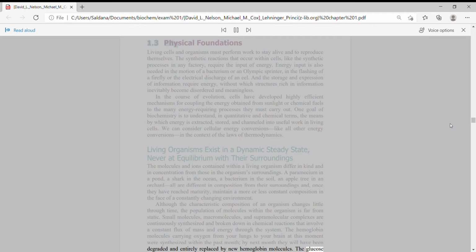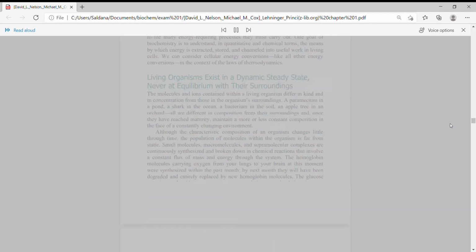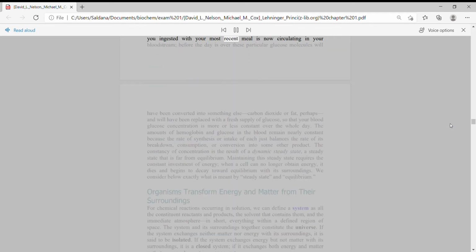The glucose you ingested with your most recent meal is now circulating in your bloodstream. Before the day is over, these particular glucose molecules will have been converted into something else, carbon dioxide or fat, perhaps, and will have been replaced with a fresh supply of glucose, so that your blood glucose concentration is more or less constant over the whole day.